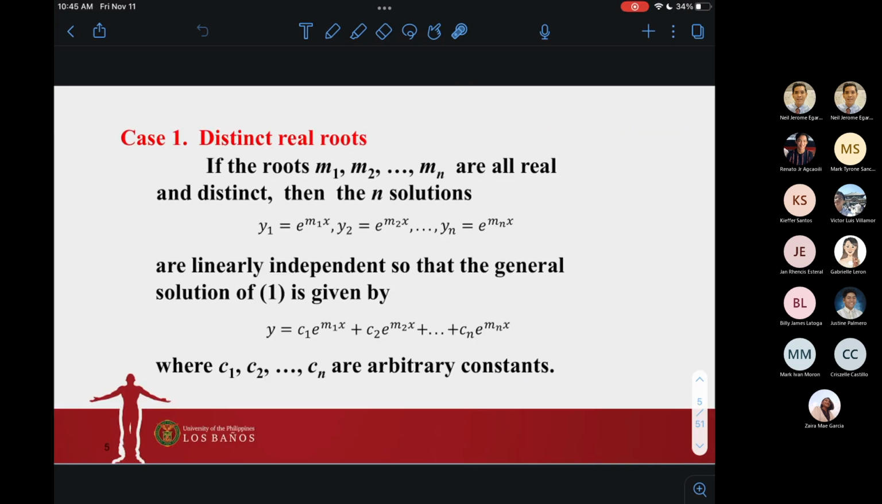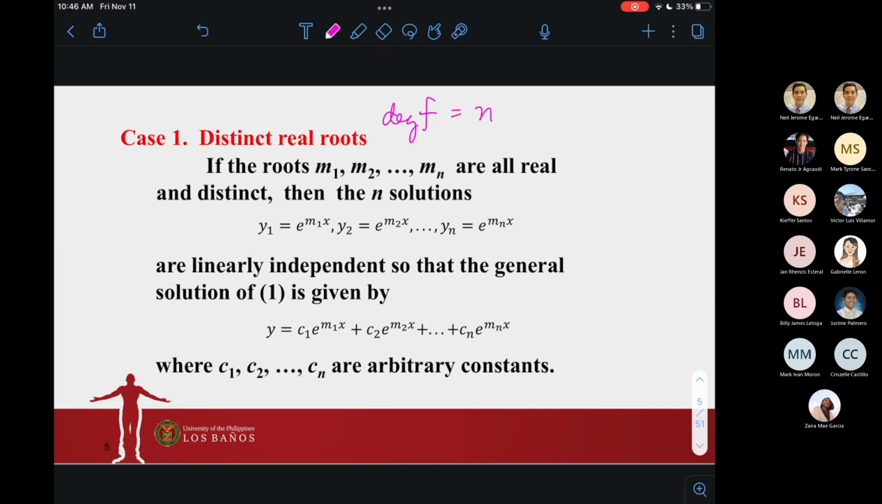Okay? Now, may tatlong cases. Una, kapag distinct yung mga roots ng auxiliary polynomial, then of course makakakuha ka ng m1 hanggang mn. So halimbawa si f ay degree n. So sabi ng fundamental theorem of algebra, kapag meron kang polynomial of degree n, there would be at most n complex roots up to multiplicity. All right? So degree n si auxiliary polynomial, so meron tayong n complex roots up to multiplicity.